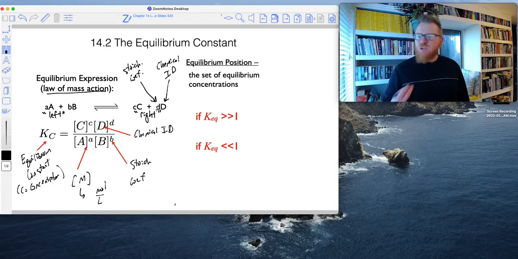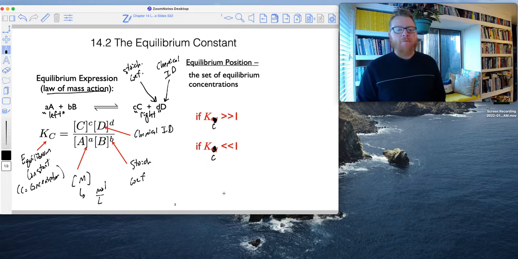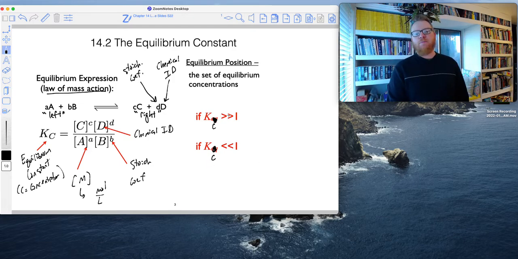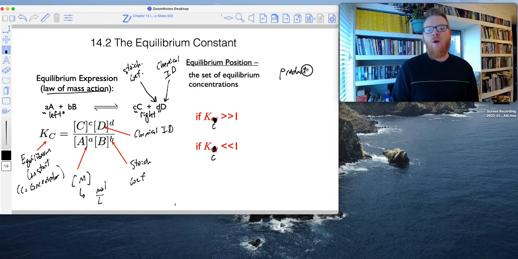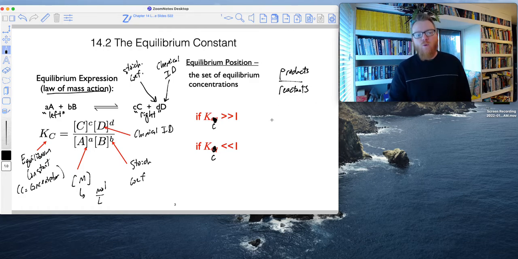So what does all that mean? You notice I wrote Keq. That's an older nomenclature. I'm going to write Kc. So what happens if Kc is much, much greater than 1? Well, if we think about this, because we know that it is products over reactants, or really like the right-hand side over the left-hand side, right?